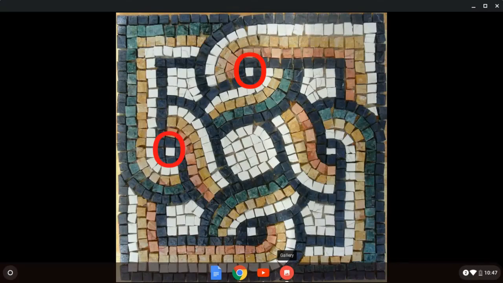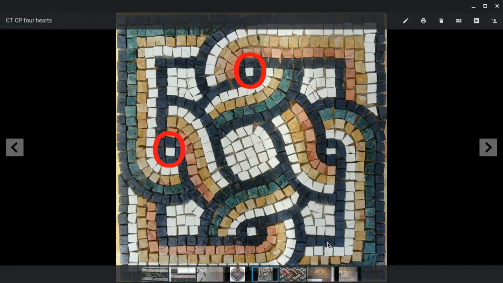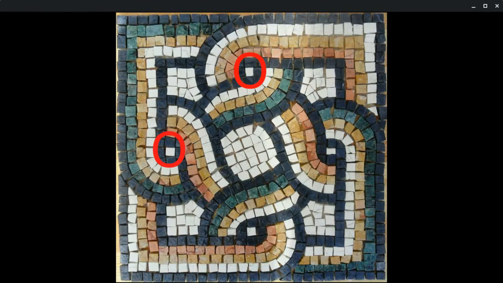Good morning, it's Lawrence Payne from Roman Mosaic Workshops here, and today I'm going to have a quick look at center points and center tesserae in Roman geometric mosaics.